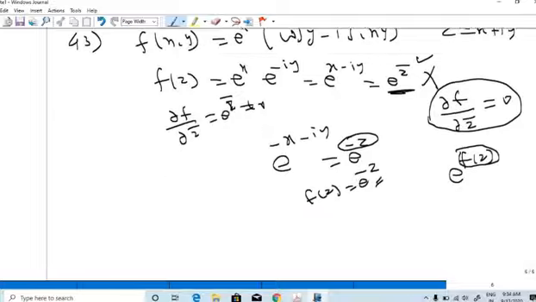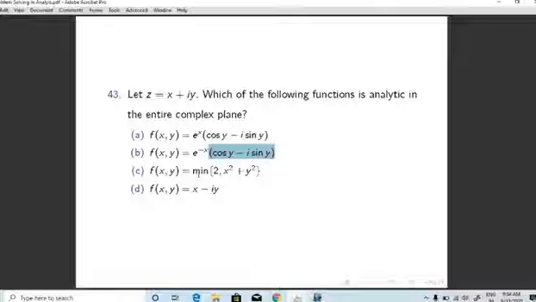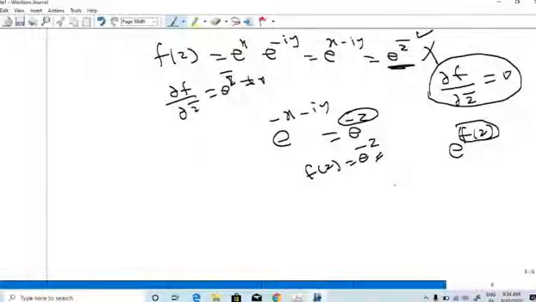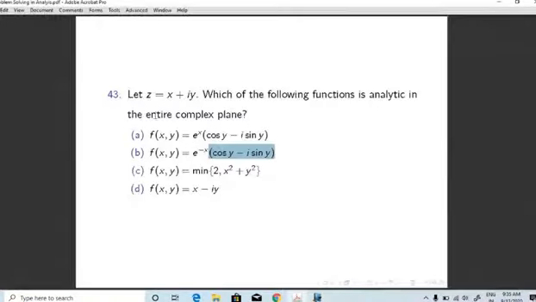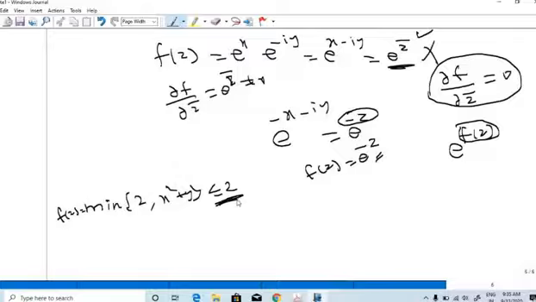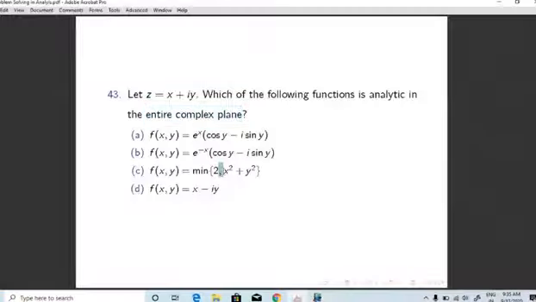The third one says f(z) = min(2, x² + y²). The minimum of these two is always less than or equal to 2. The question is about being analytic on the entire complex plane. Suppose f is entire; since it is bounded by 2, this entire function is bounded, therefore it should be constant. But f is not a constant function, so it is not an entire function. Therefore, the second is the correct answer.